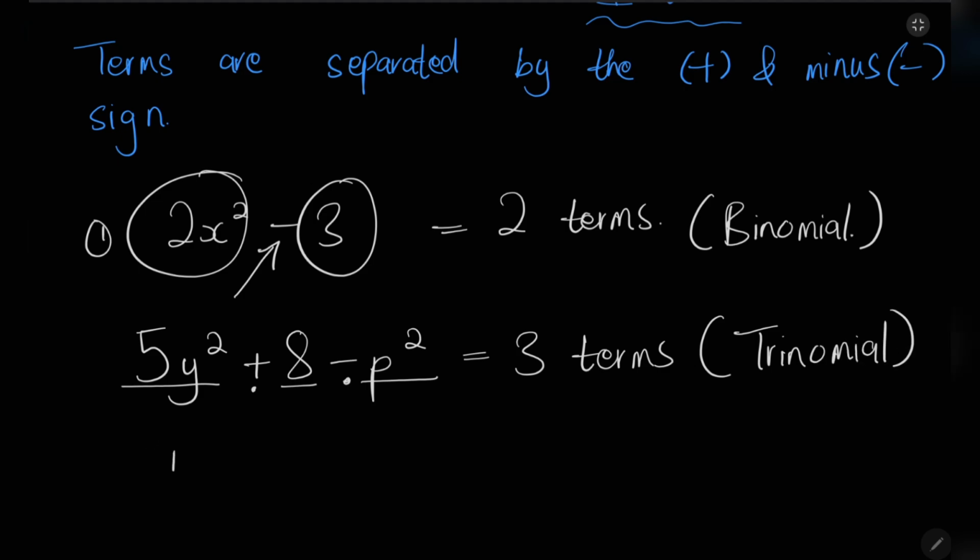Let's say m squared. You have m squared here. You don't have a plus or a minus. It's just one term. Therefore, it's a monomial.